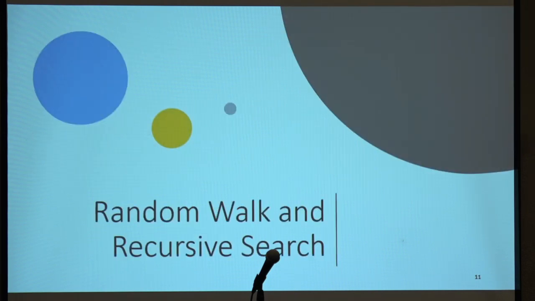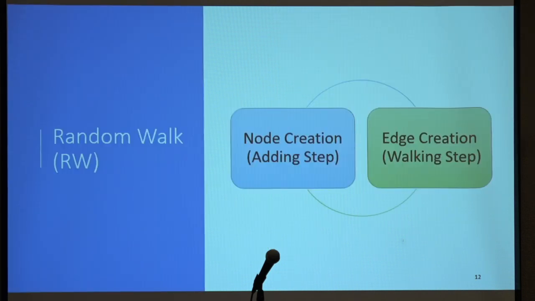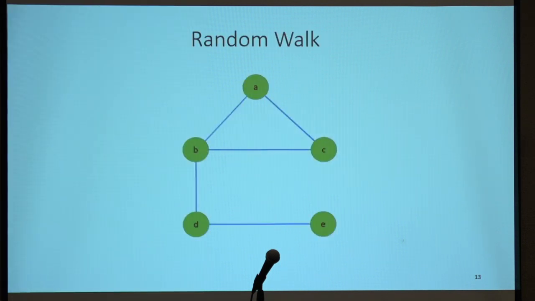Random walk and recursive search. We build our model on random walk and recursive search models, so it would be nice for us to look at those. Random walk consists of two steps, node creation and edge creation. Assume that we have a graph. In the node creation step, we will create a new node and we will randomly connect it to one of the existing nodes in the graph.